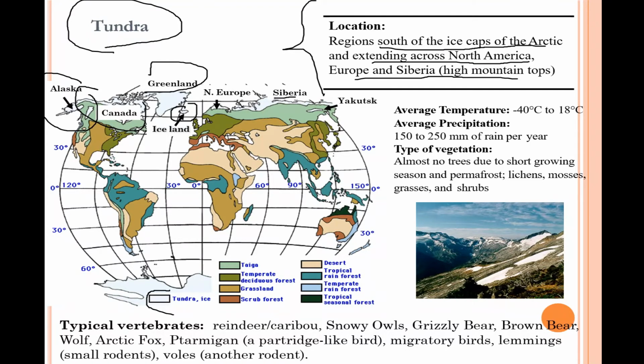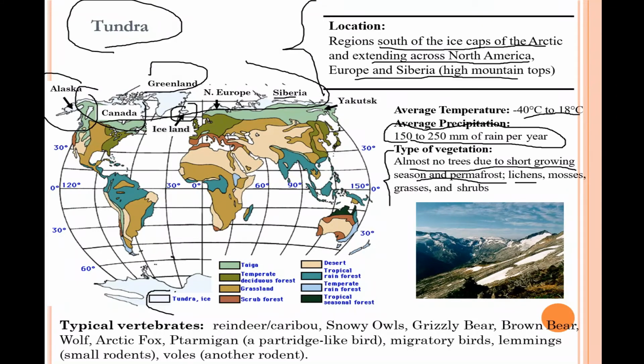So all of the regions which are closer to the ice caps, as you can see, south of ice caps of Arctic region. So all of the above parts are mostly tundra regions, and they have a temperature of about minus 40 to 18 degrees. So definitely they are very cold, and their summers are very slight. So they do not receive any high temperature, but they can go as low as minus 40 degrees. And definitely they receive scanty rainfall of about 150 to 250 millimeter of rain per year, and their vegetation includes almost no trees due to short growing season and permafrost.